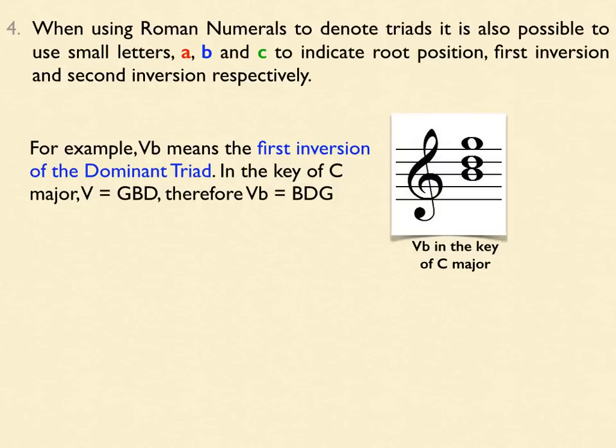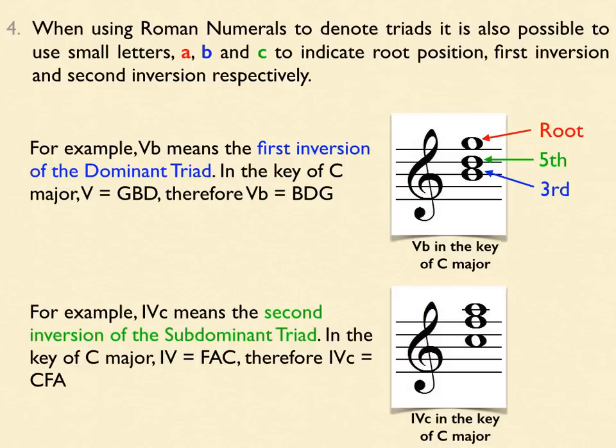Okay, so let's take an example in C major. Your dominant triad, V, is equal to G, B, D in the key of C major. So count 5 up from C: C, D, E, F, G. Form a triad on that G: G, B, D. And then if you were to have a b next to that V symbol, that means you're saying it's a first inversion dominant triad. So the B is going to be at the bottom. And I've just given you the example there. There's your third at the bottom, followed by your fifth and your root. So you could describe that as Vb in the key of C major.